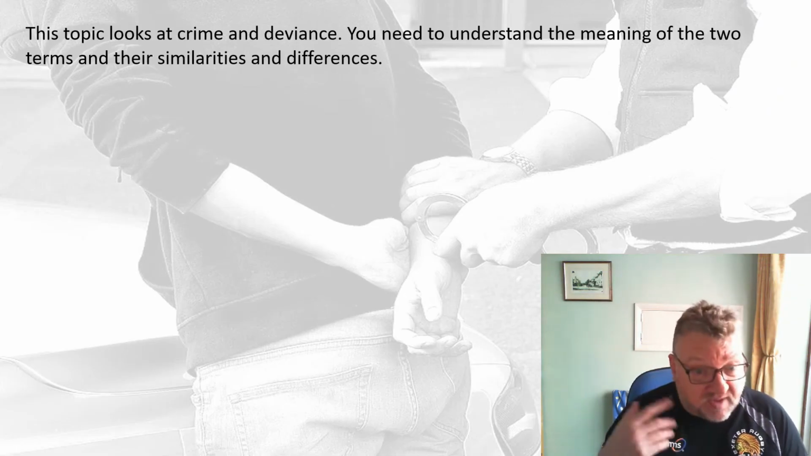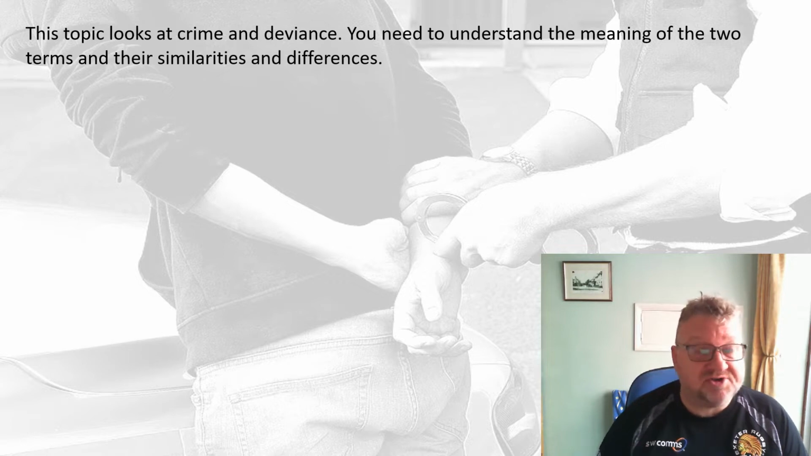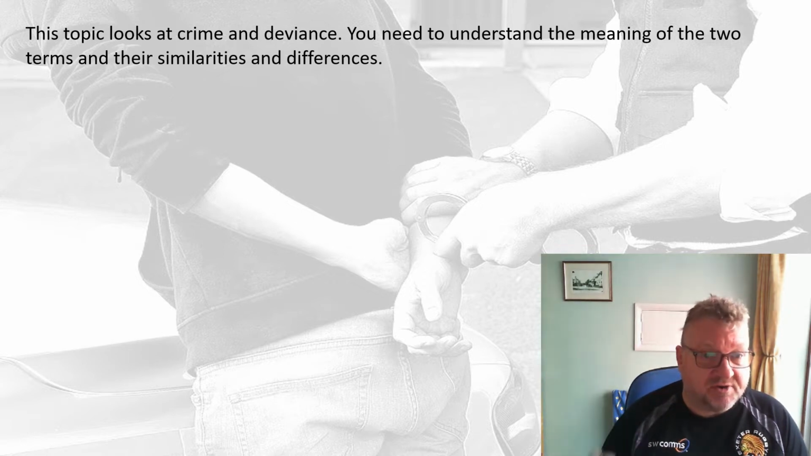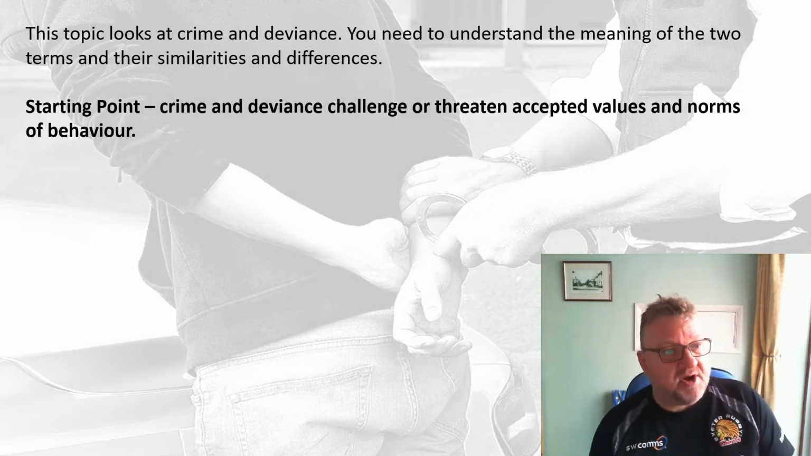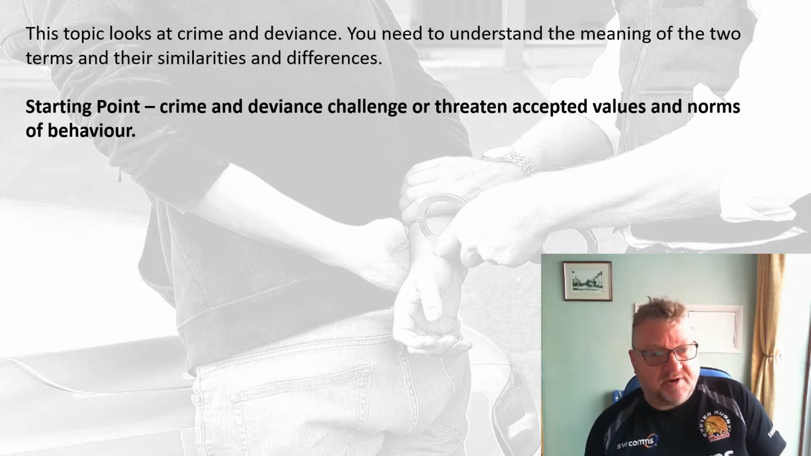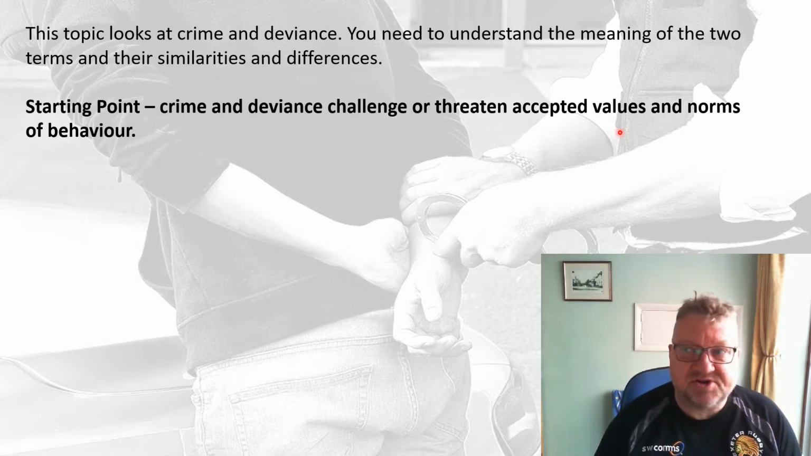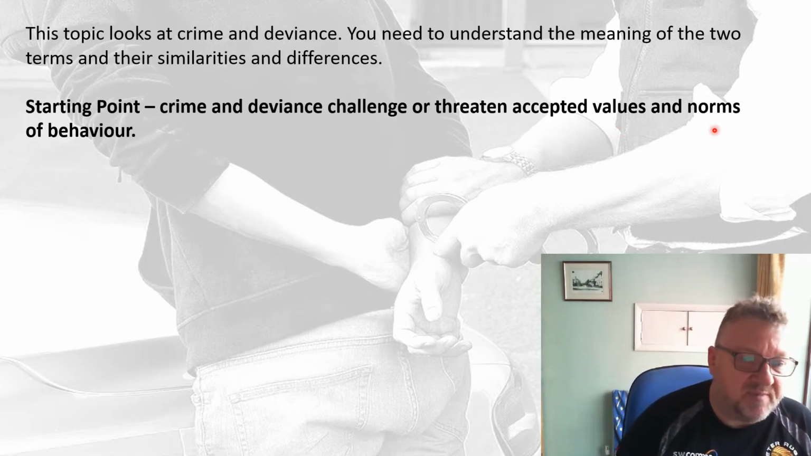So, as I've said, this topic requires you to look at crime and deviance. You've got to understand the two terms, similarities, differences, etc. So let's start with the idea that crime and deviance challenge or threaten accepted values and norms of behaviour.